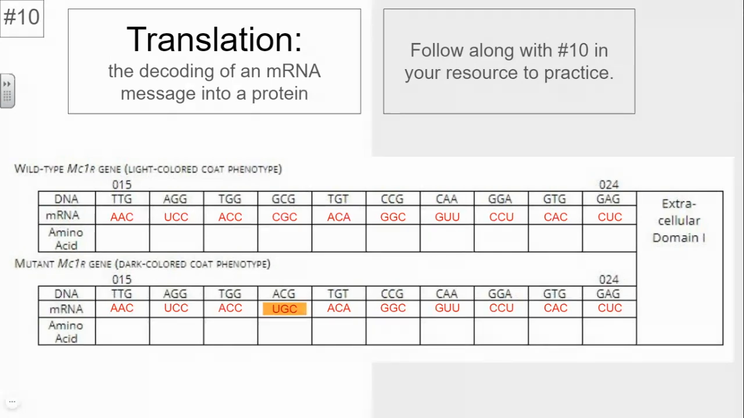Now we're moving on to the process of translation, the decoding of an mRNA message into a protein. Follow along with number 10 in your resource to practice. We're going to look at the wild-type MC1R gene and use the mRNA sequence to find the amino acid sequence. You'll need to go back to your codon wheel and find AAC, which will result in the amino acid asparagine. Use your codon wheel to fill in the rest of the amino acid sequence.